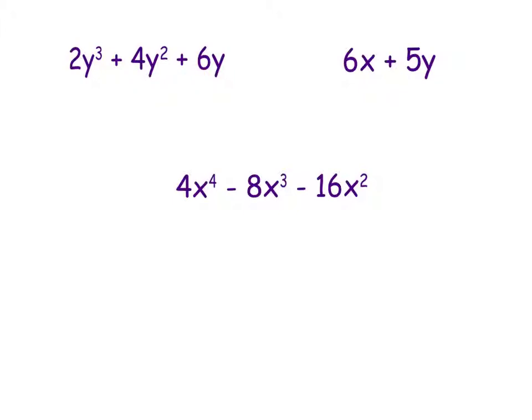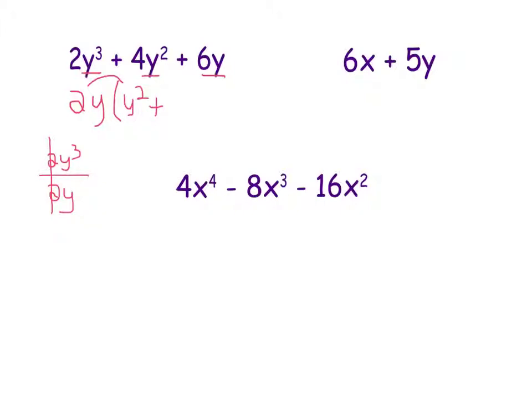For this first one, I'm going to look at the numbers first. 2, 4, and 6. The greatest number that can go into all of them is 2. Then I'm going to look at my variables, y to the third, y squared, and y. They have a y in common. So if I divide 2y to the third by 2y, I'm left with y squared. If you need to write it out like this from our exponents unit, please do. So the 2's cancel, y to the third divided by y leaves y squared, or you can think 2y times what gives me 2y to the third.